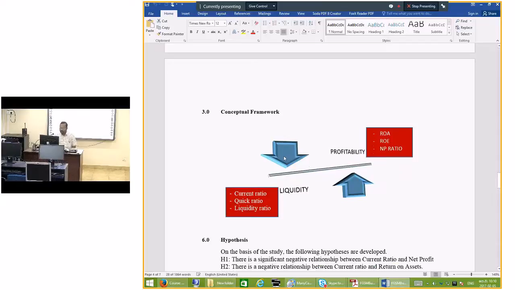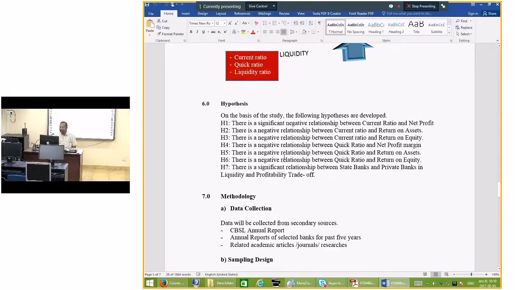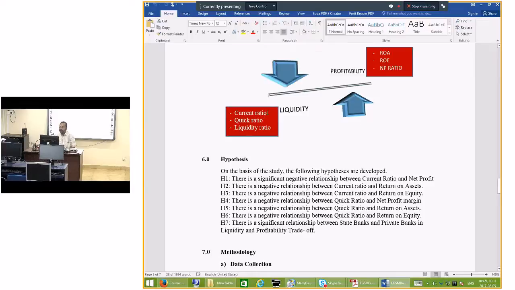Now you go to the hypothesis, you may find what I say. Now it is clear, my wordings. There is a significant negative relationship between current ratio and net profit. Current ratio is the independent variable, dependent variable ROA. Then the second one: there is a negative relation between current ratio and return on asset. There is a negative relation between current ratio and return on equity. There is a negative relation between current ratio and net profit margin.